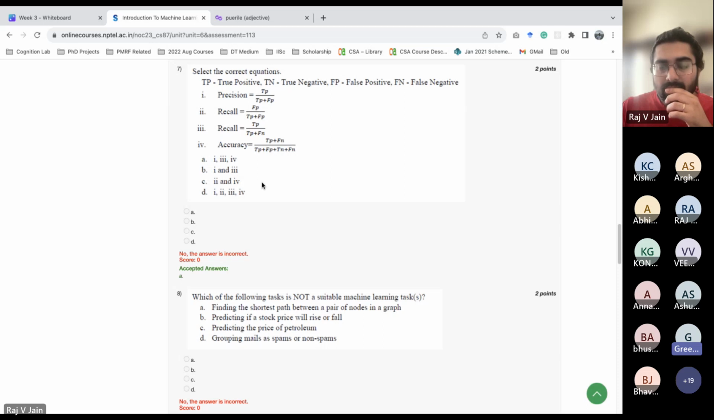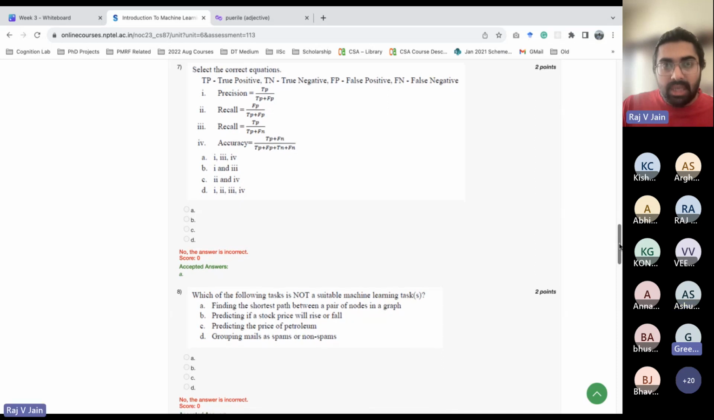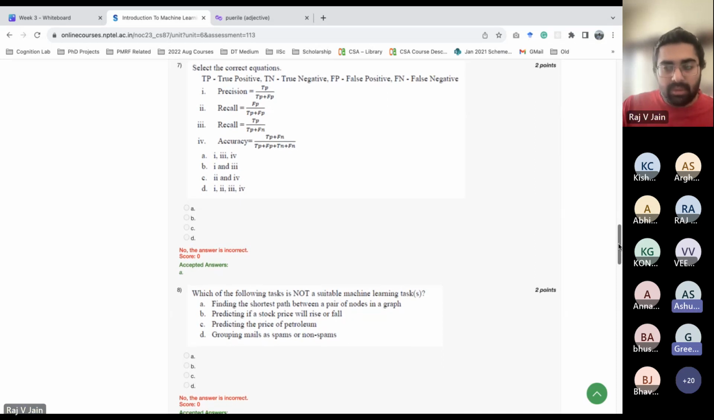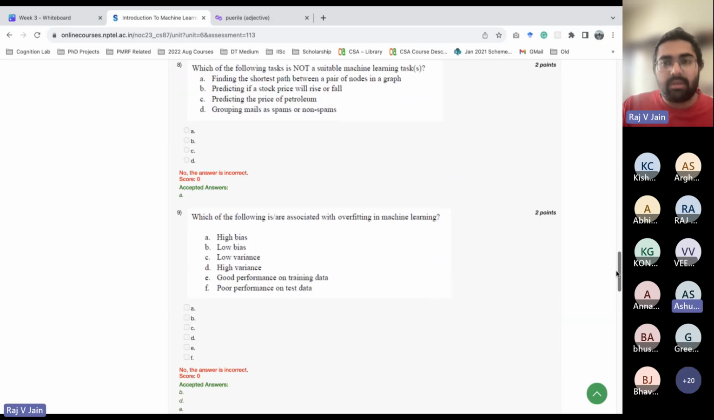I put option B, but it has been given a wrong answer, score 0. They have stated accepted answer A. But what sir is saying is that they made a mistake, and B would be the correct answer. Yes, it will be corrected once they go through whatever their procedure is to change these answers. The score sheet will be reviewed once more.